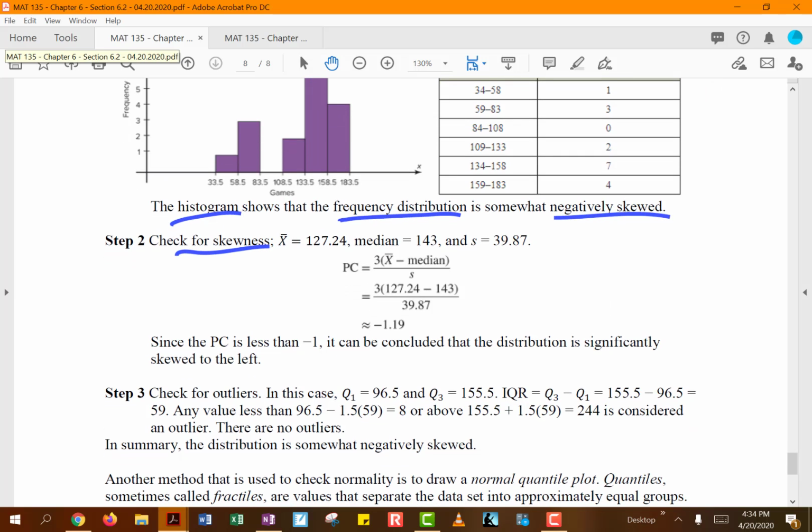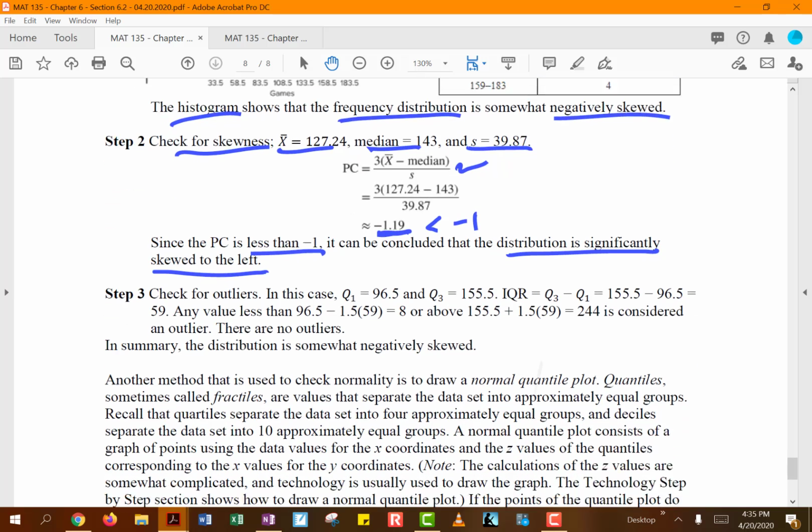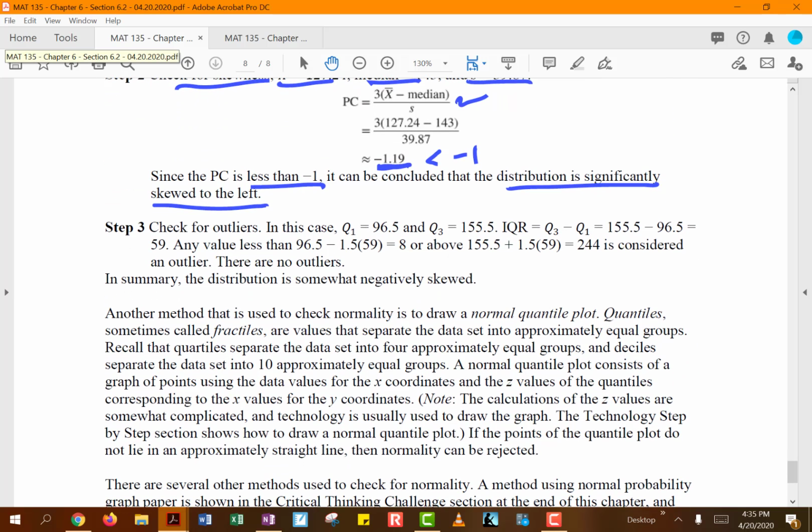Now let's check for skewness just to be sure. So we have our mean, median, and standard deviation. Plugging it into our Pearson Coefficient formula, we end up getting a Pearson Coefficient of negative 1.19. So this value, of course, is less than negative 1. And if it's less than negative 1, then again we can say that our distribution is significantly skewed to the left. If it was a number greater than positive 1, then we would have said it's skewed to the right. So since it's less than negative 1, we say it's significantly skewed to the left. Okay, so those two things then work out.